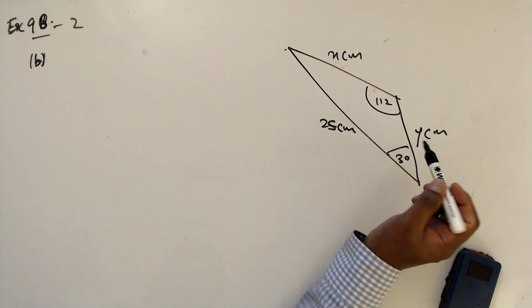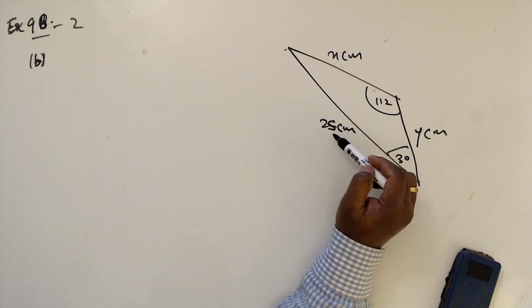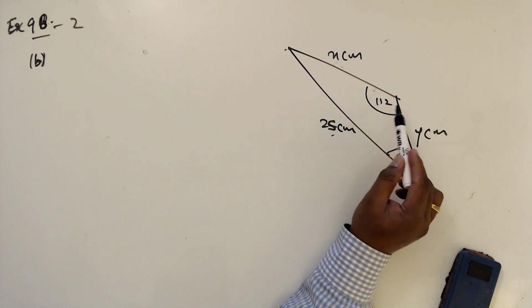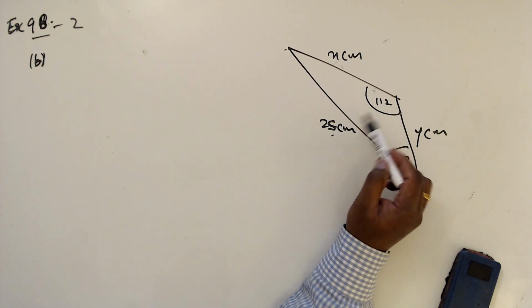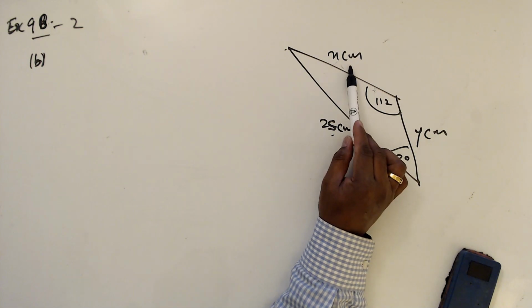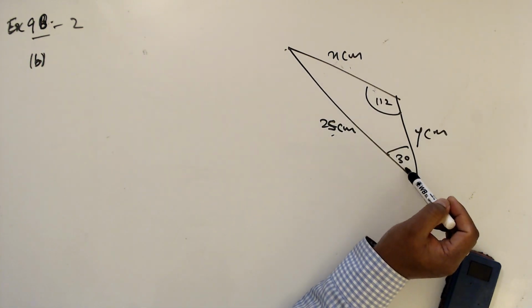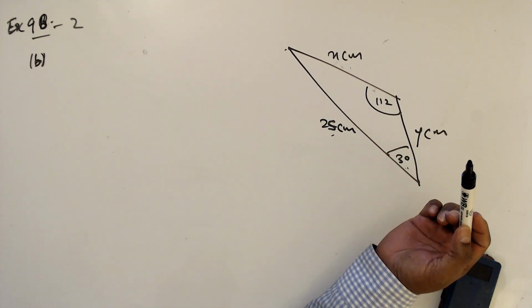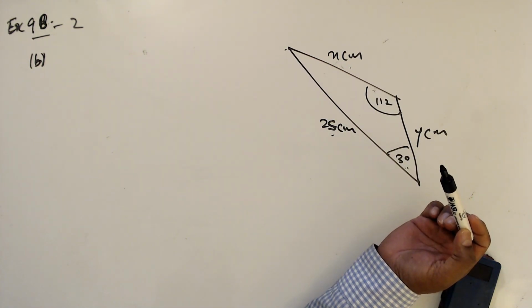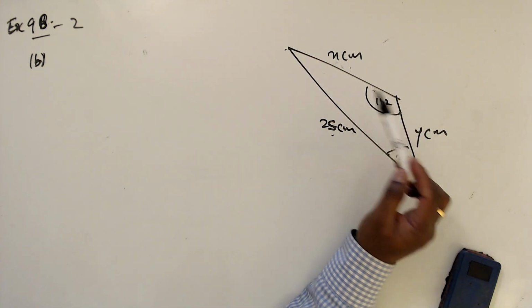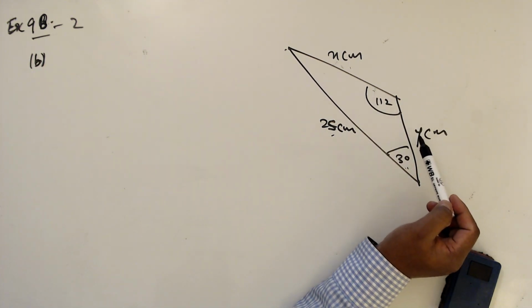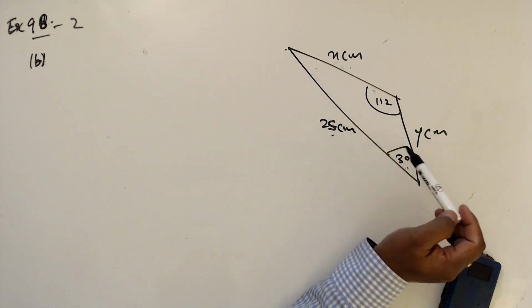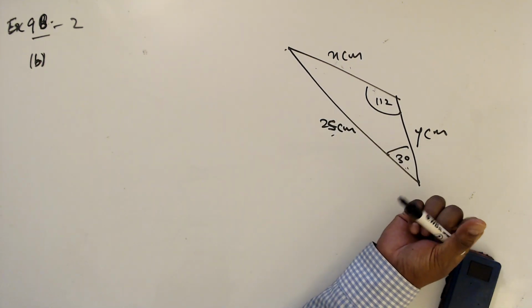Number 2b. When I look at this one, I can see I have a good pair, 25 and 112. Okay, I have a pair. It works. Now here x and 30. Yes, that works. I can find x. And then to find y, I need this angle. So I can find that angle and we can work it out.